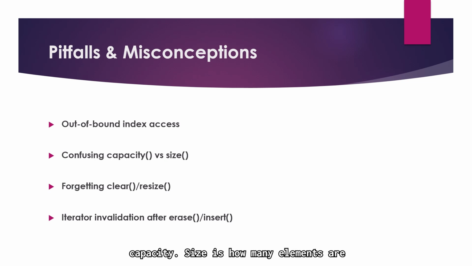A lot of people confuse size and capacity. Size is how many elements are actually there. Capacity is how much memory has been reserved. If you are using vectors, don't forget to clear or resize them, or you might be building on top of stale data. And a big one, iterator invalidation.